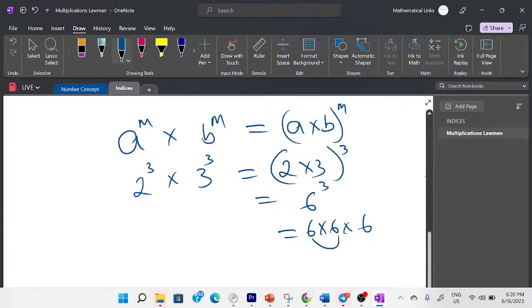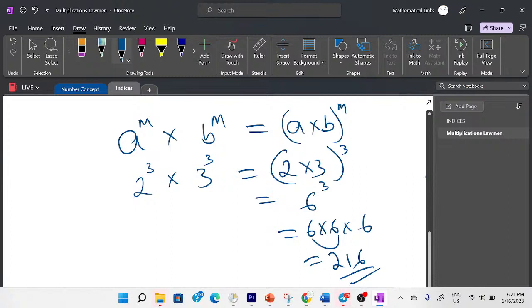So if you do 6 times 6, that will give you 36. Then 36 times 6, so that will definitely give you 216. So that is 216. That is the value. Okay, so I've shown you 3 different things now.